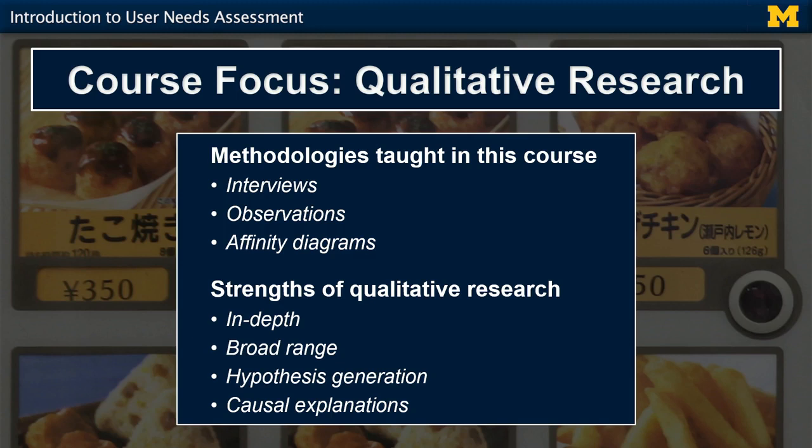Qualitative research is extremely good at uncovering ideas and concepts in depth, often across a broad range of different use cases, and it's also useful for generating hypotheses about what users really want and what they actually think about. Sometimes qualitative research is also used as a way to understand causal explanations from, let's say, surveys, where we might understand something about a given user population, but we don't know why they think that way. Qualitative research can be useful at understanding those kinds of issues.